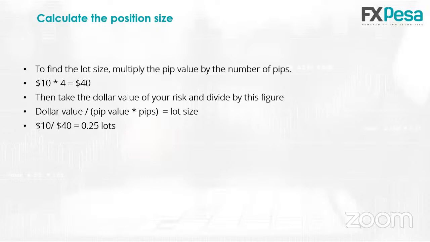So this is very important. This formula is very important. Just take the risk amount, which is the dollar value, and divide it by the stop loss pips, the distance between the stop loss and where you're entering your trade, and that's going to give you the lot size.